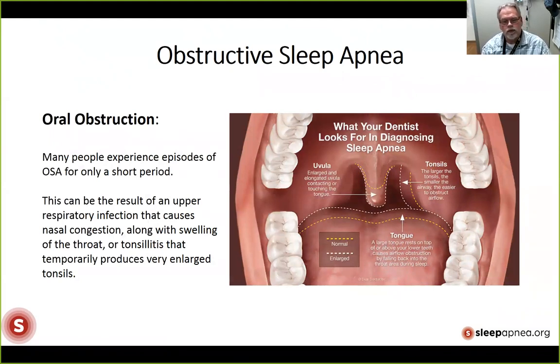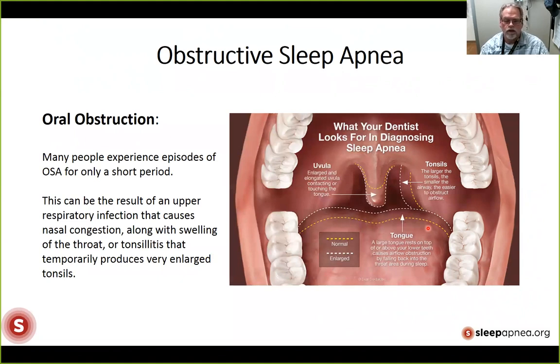Okay? And this is a nice little diagram of looking inside the mouth. And you can see, let me see if I can get my little laser pointer to work here. It may work, it may not work. There we go. But you can see it talks about the uvula and the tonsils and the tongue. Now, any of these can be enlarged or swollen or just by birth being large. And that's often why we have our tonsils removed as a child.